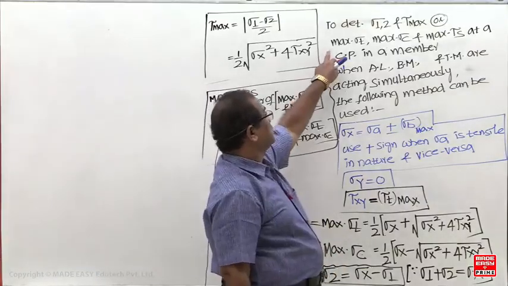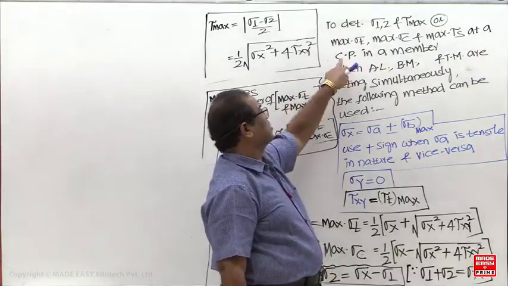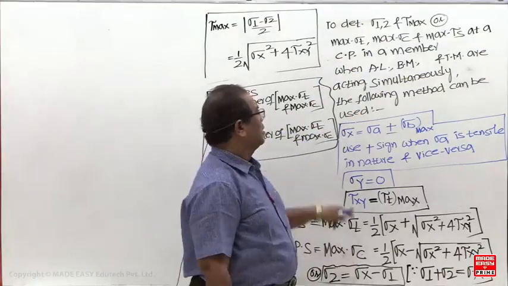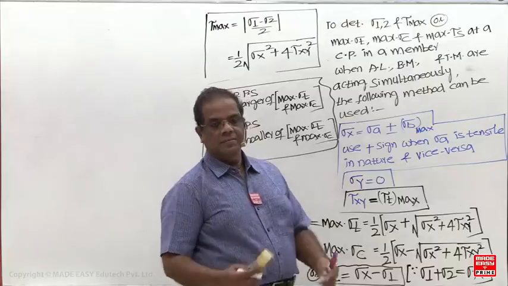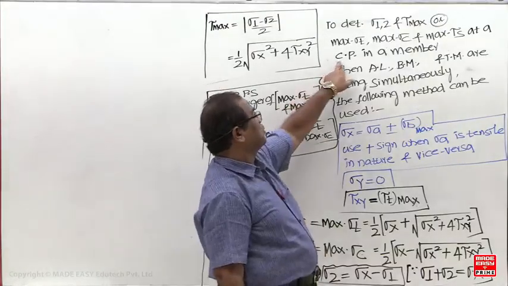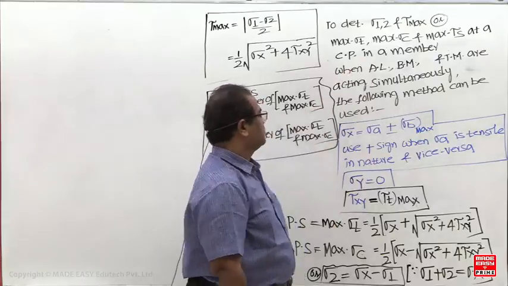So change the wording slightly: maximum tensile, maximum compressive, maximum shear stress at a critical point in a member. In place of the member, try to write a critical point.